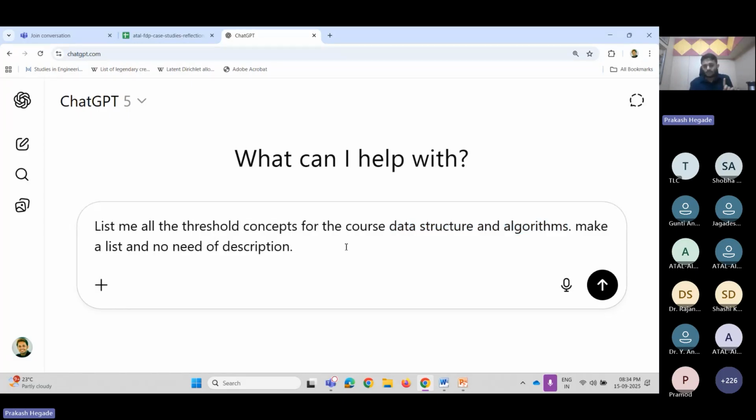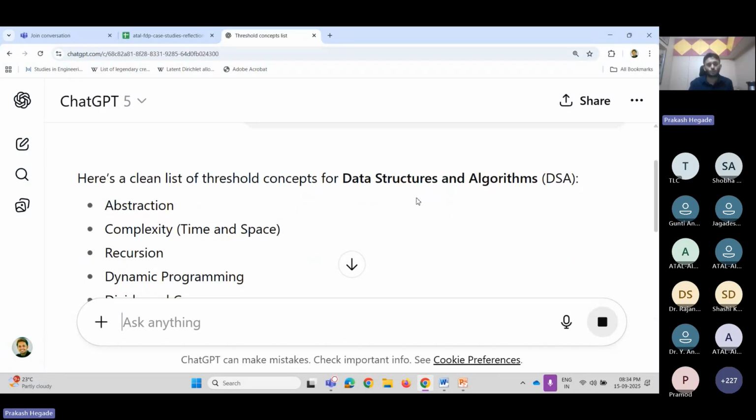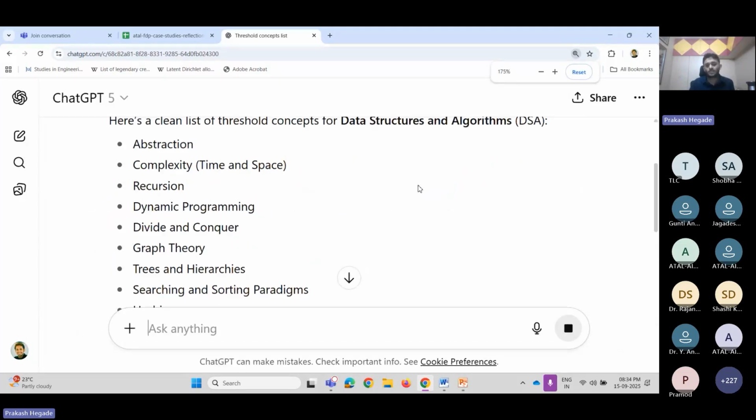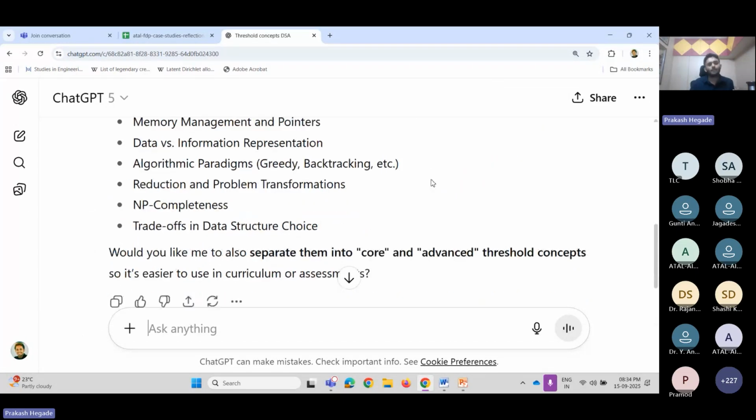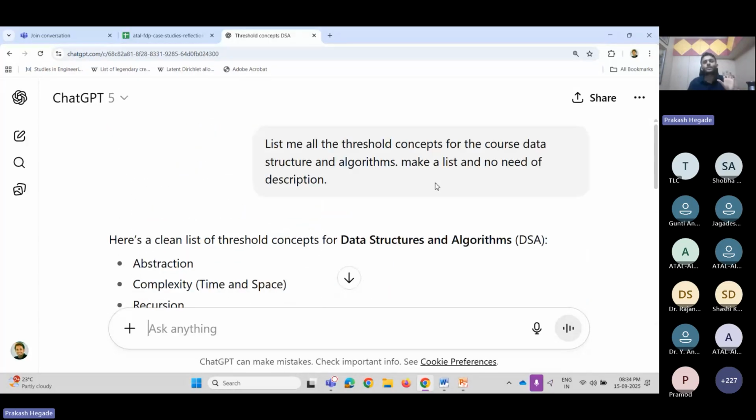I'm going to say this and hit enter. Now it's going to give me a list of all the threshold concepts. Do you see here? It has listed all the threshold concepts. I'm still kind of confused about what a threshold concept is, right? So I'll now ask: tell me what is a threshold concept in 3 points.